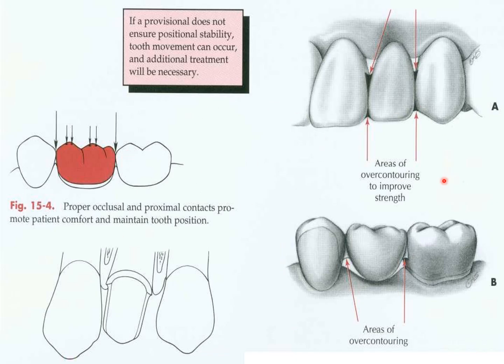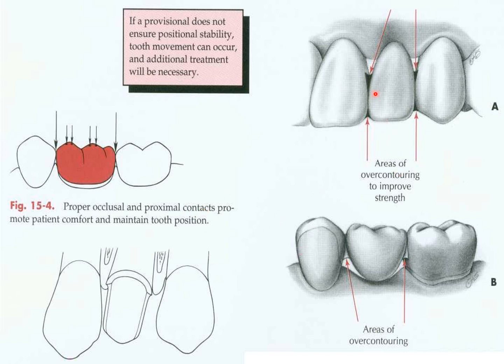As you can see in these photos, if a provisional restoration does not ensure stability, tooth movement can occur and additional treatment will be necessary. So it should be stable, and proper occlusion and proximal contacts promote patient comfort and tooth position. So it should have a proper occlusion and contact with the adjacent teeth.